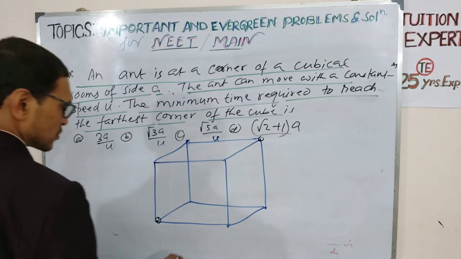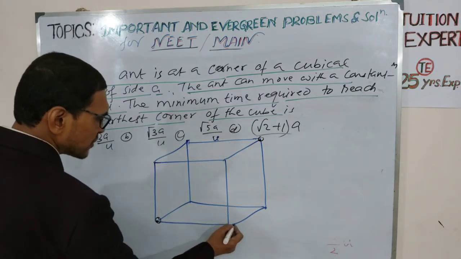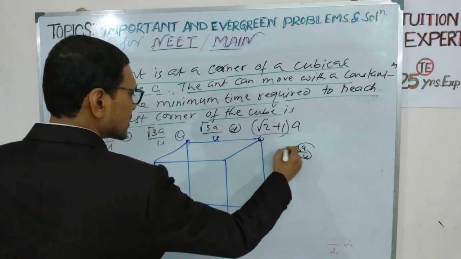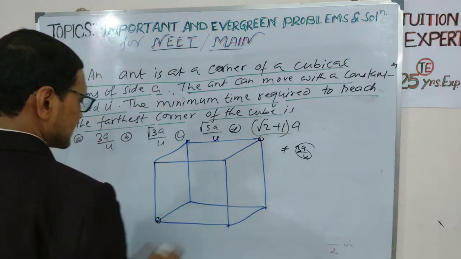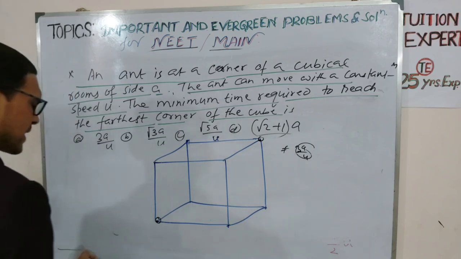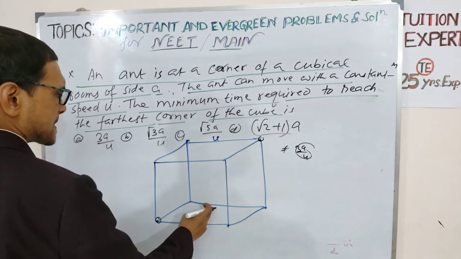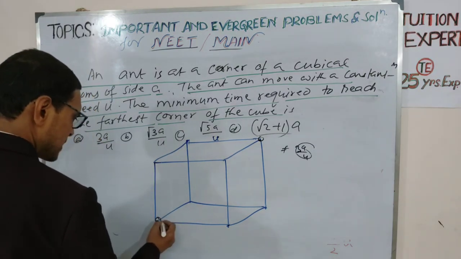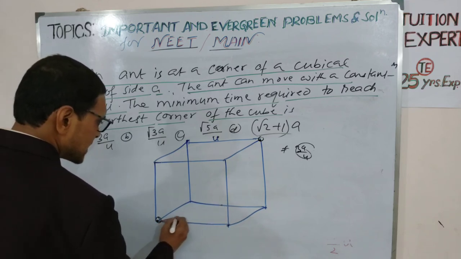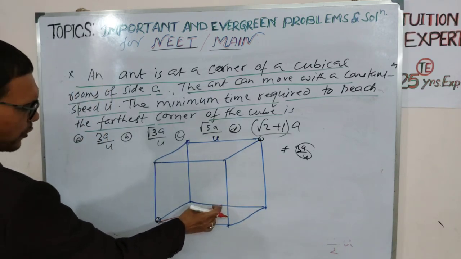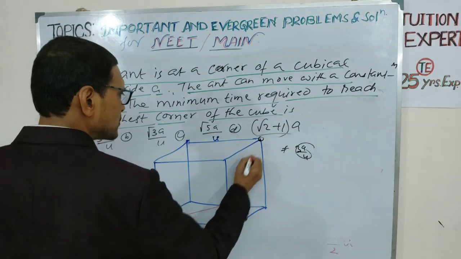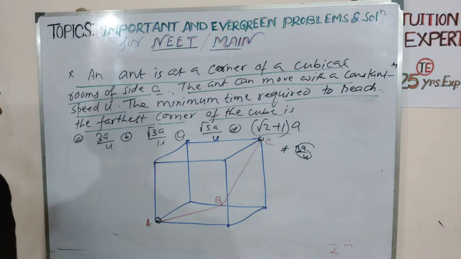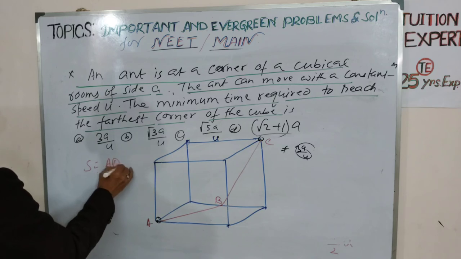Students generally think the ant moves this way, travelling distance 3A, so time 3A by u. But 3A by u is not the answer. So in what way can the ant move so that the distance will be minimum? The path will be like this. From here it reaches the midpoint of the side, and next from this point it moves to the corner. So the minimum distance A, B, C is equal to AB plus BC.